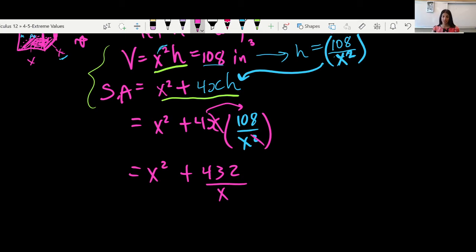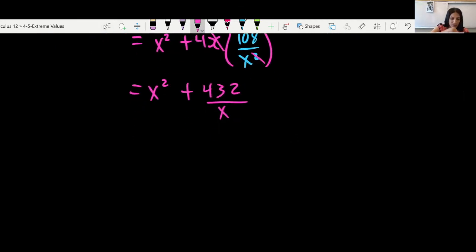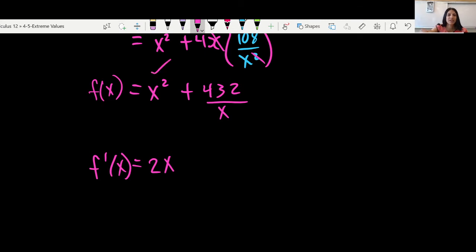So at this point, that we can say is our f of x. So our next job is to take the derivative. So if that's my f of x, then I want f prime of x of this thing. And I know when I do f prime of x of this thing, I'd get 2x for this one here. And as I go to this one here, it would be minus, do you see that this is like saying 432x to the negative 1? So I could say minus 432 over x squared.